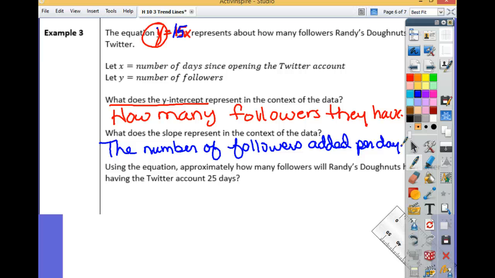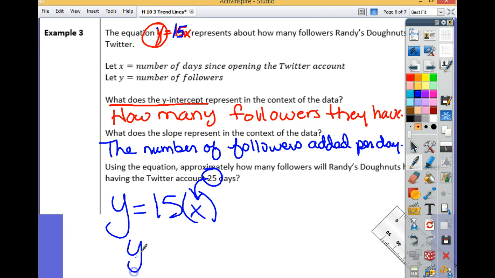So with that information, using this equation, approximately how many followers will Randy's Donuts have on Twitter after the 25th day? What do I need to do? Y equals 15x. Plus 25? Is that what I want to do? No, I want to put 25 in for my x. That means y equals 15 times 25. What does y equal?